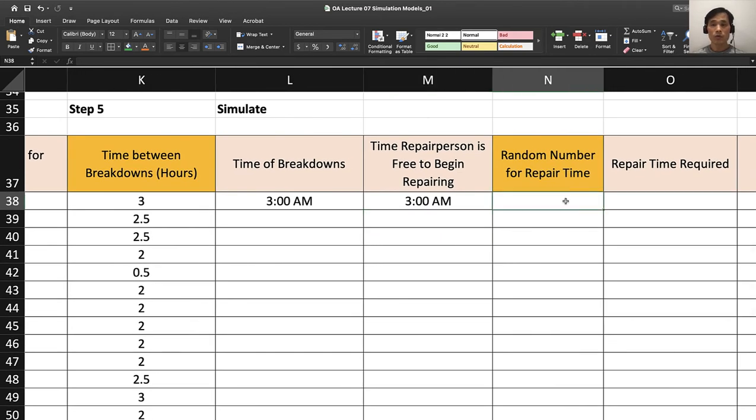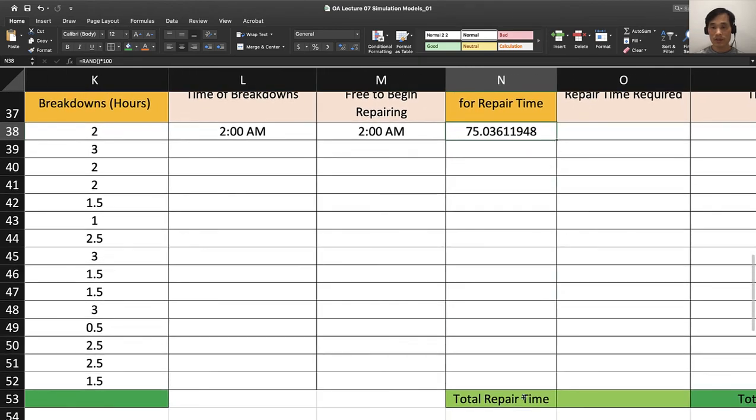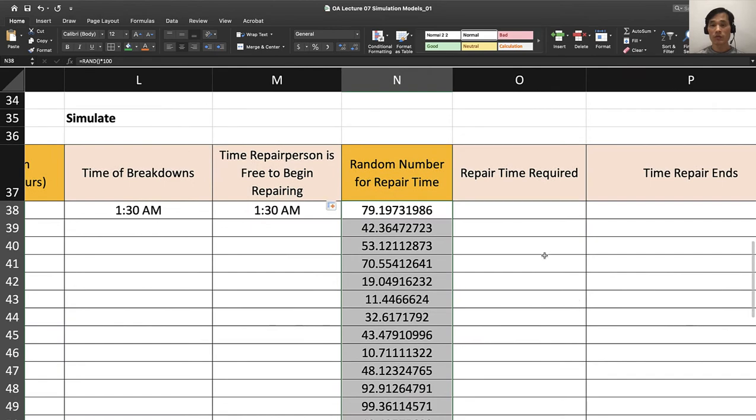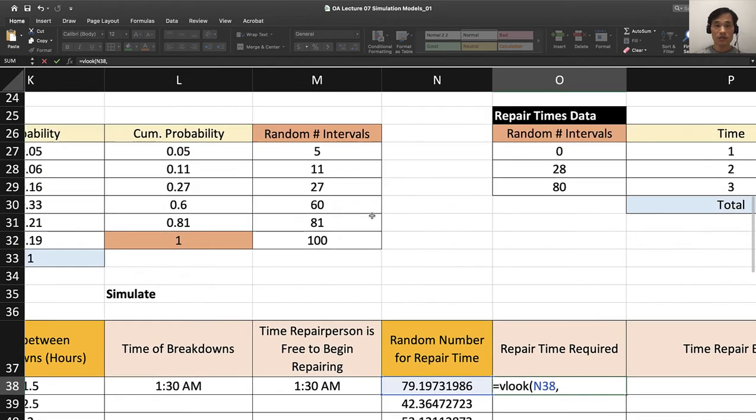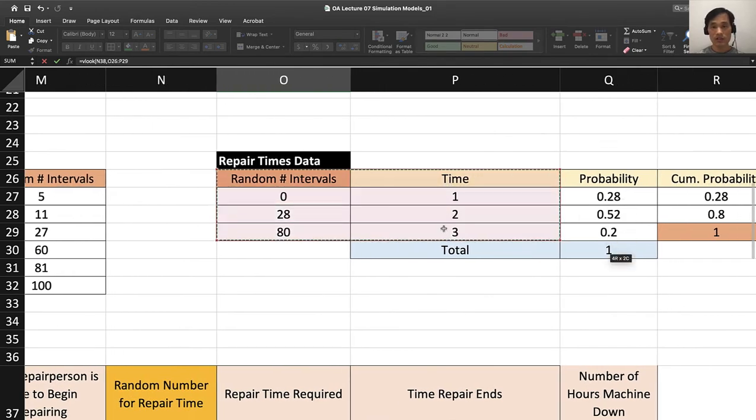And now a random number for repair time. So how many hours does it take for a repair person or engineer to fix things, right? So we want to create a random function here again and times 100, and we want to just copy that down. And we have repair time required, and that's given from the table that we have created. And we are going to go to the repair time data here and we bring up the second column value, and this is TRUE because it's an approximate match.